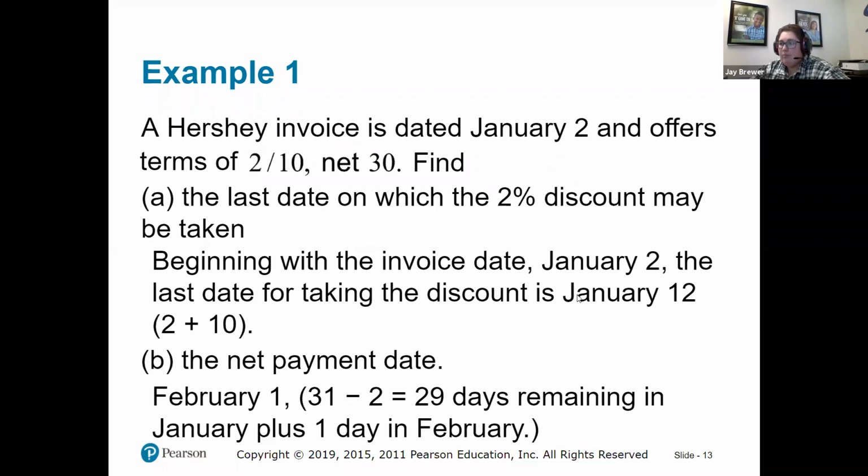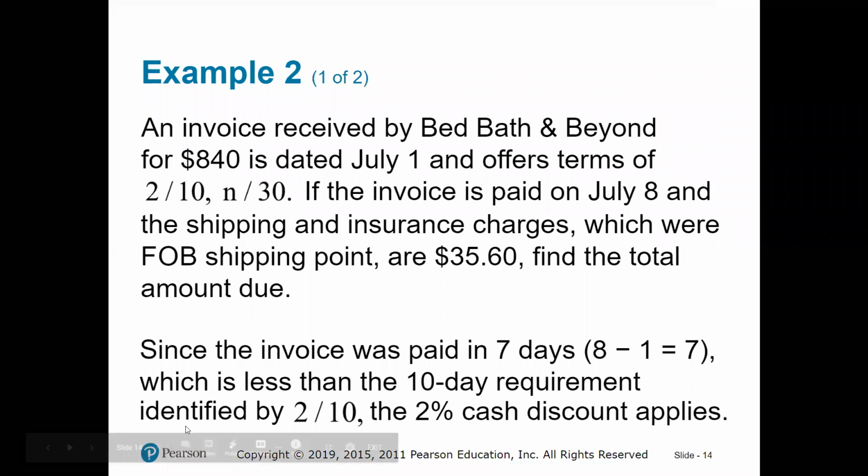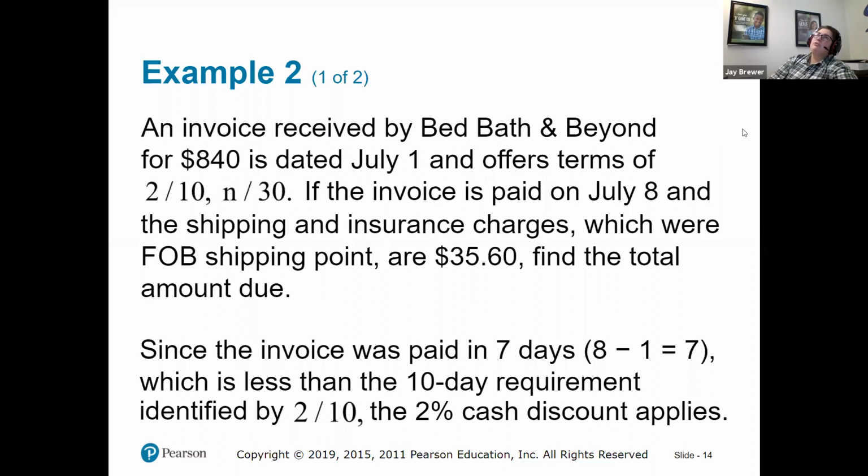Questions on this style of problem? Because you will have to do it in the homework, okay? So you're trying to find how many days are left to get the discount. That was both. So it wanted to know what day would you no longer qualify for the discount. So that was January 12th, like January 13th, you would not qualify anymore. And then the last one was when is the total due period? Okay. And that was February 1st.